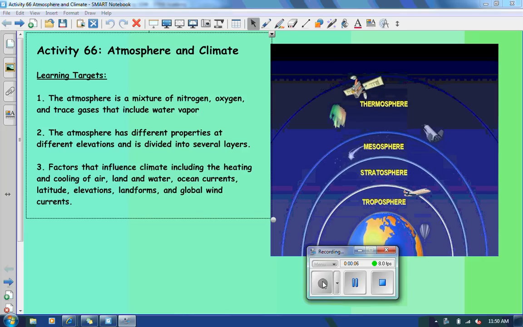Our learning targets today: the atmosphere is a mixture of nitrogen, oxygen, and trace gases that include water vapor. The atmosphere has different properties at different elevations and is divided into several layers. And factors that influence climate including the heating and cooling of air, land and water, ocean currents, latitude, elevations, landforms, and global wind currents. You learned from Activity 64 that the air is made up of several different gases. So this is kind of a leading into some more information about the atmosphere and climate.